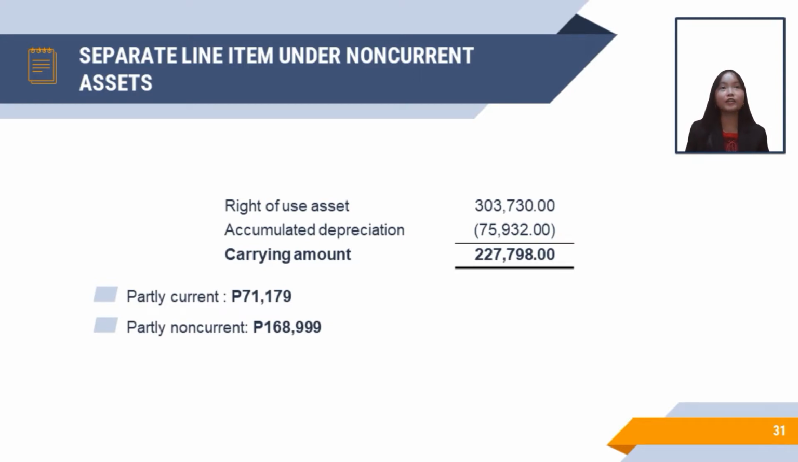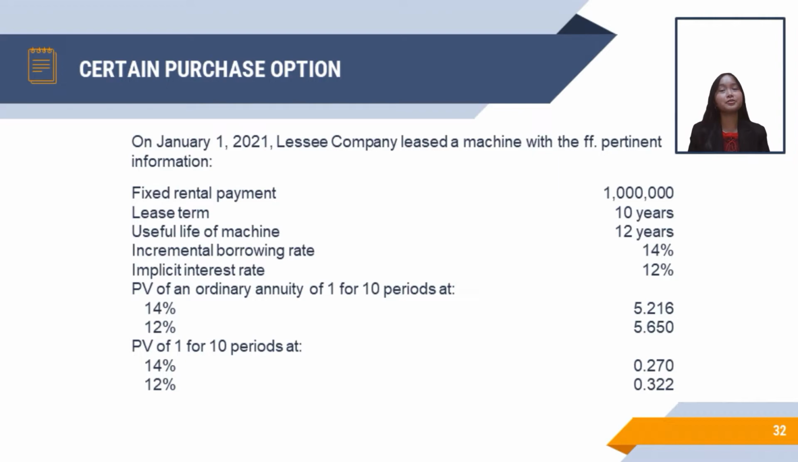So we will deduct accumulated depreciation from the right of use asset for us to get the carrying amount. So 303,730 minus 75,932, we will get 227,798 as our carrying amount. Then, the lease liability will be reported as partly current in the amount of 71,179, which we already paid in 2022, and partly non-current for the remaining 168,999.